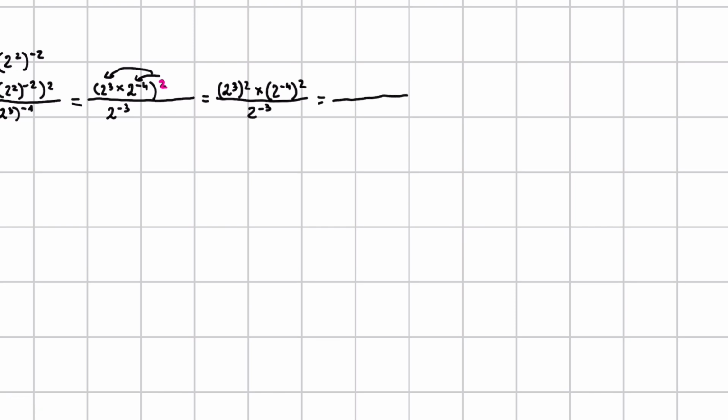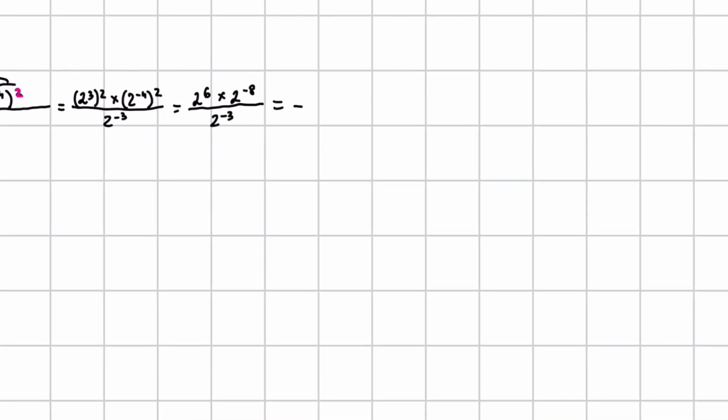We have 2 to the power of 3 and then to the power of 2, so we can multiply these powers, so it is something like this. Then we have 2 to the power of minus 4 and then to the power of 2, so we can also multiply the powers, so we have something like this, and in the denominator we have still 2 to the power of minus 3.